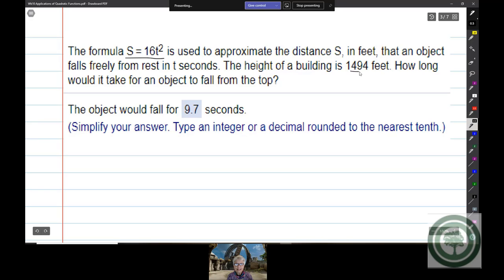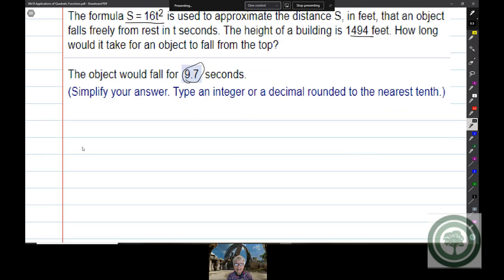The height of a building is 1494 feet. How long would it take an object to fall from the top? And here it gives us 9.7 seconds. Let's see if we can get that. Type an integer or a decimal rounded to the nearest tenth. Okay, tenth is one decimal place. So here's our formula. S for distance equals 16t squared, and it's being dropped down from the top of a building 1494 feet high.